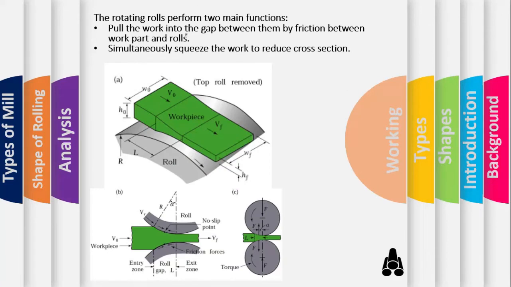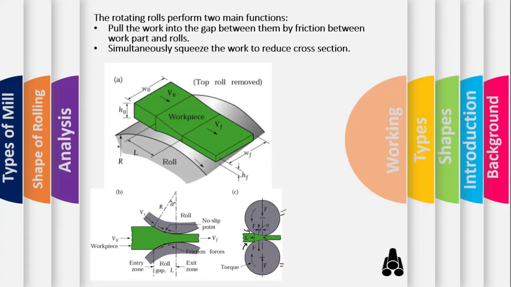As we have discussed, it works in two steps. The first step is that the rolls that are performing the rolling operation pull in the work material. They pull in the work material by the effect of friction, and once the work material enters into this gap, they apply the compressive forces and reduce the thickness of the material.